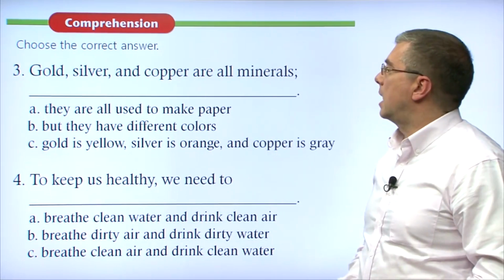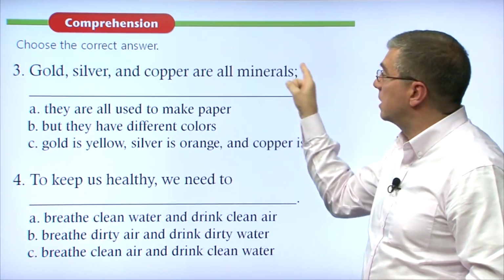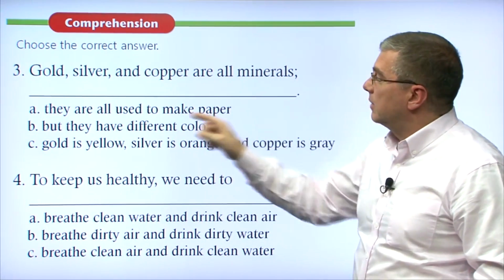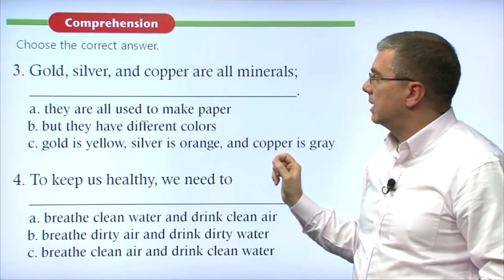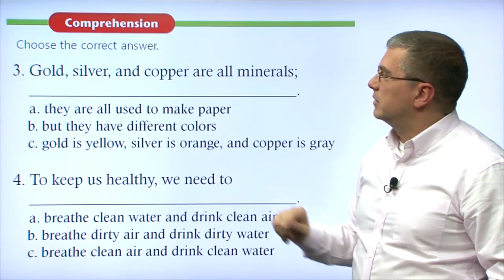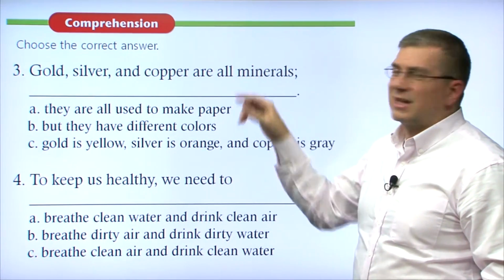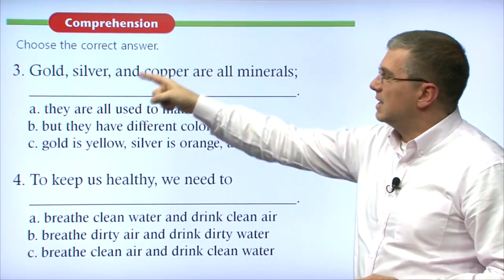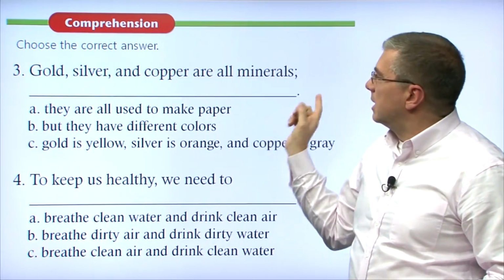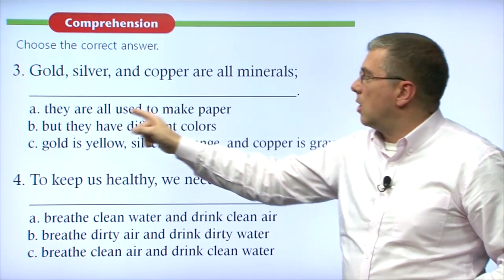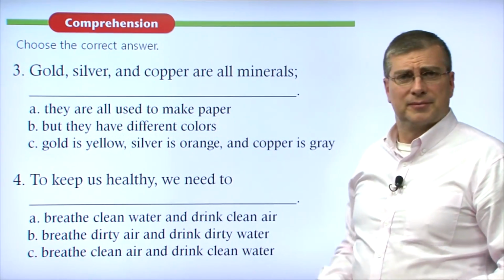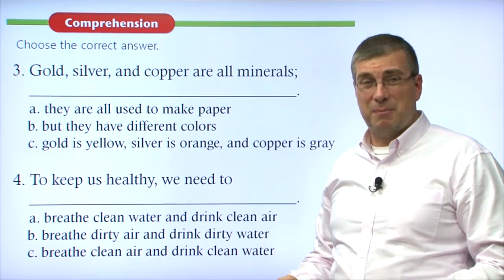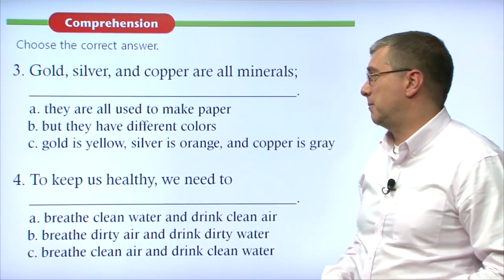Gold, silver, and copper are all minerals. True. Oh, here's another semicolon, right? So we're looking for a complete sentence that is very similar to gold, silver, and copper. It's an extension or another detail that has to do with the fact that these substances are all minerals. Let's see what we have here. A, they are all used to make paper. Gold, silver, and copper are used to make paper? No, wood is used to make paper.